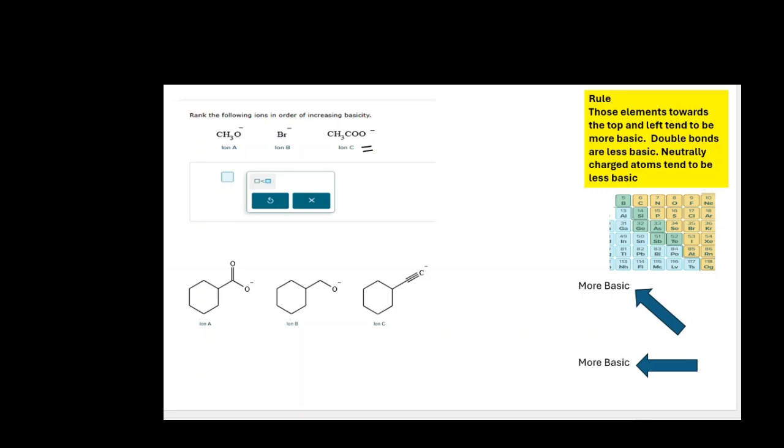Next, I'll be showing you how to solve the ALEKS problem, rank basicity. So what ALEKS is going to do is it's going to show us either three ions or compounds, and it wants us to rank them from least basic to the most basic. I have some simple rules when I solve this question.